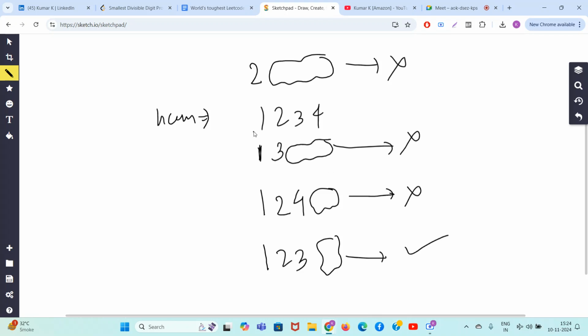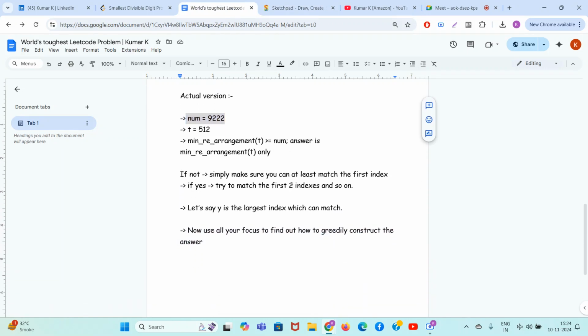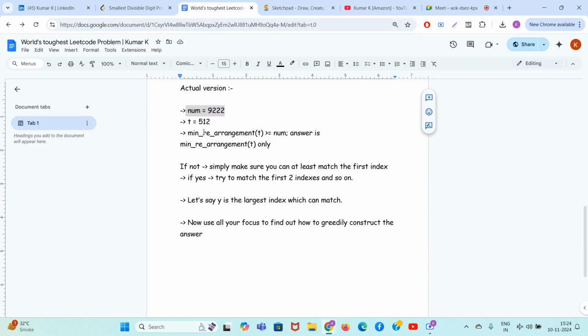Why? Because the longest prefix is matching. Prefix means starting part. The starting part is matching the longest. It means this number will be greater than 1, 2, 3, 4, and it will be the closest to 1, 2, 3, 4. The thing is that first you calculate the minimum rearrangement, right? If it is already greater than num, then the answer is this only. We cannot make anything smaller than that.